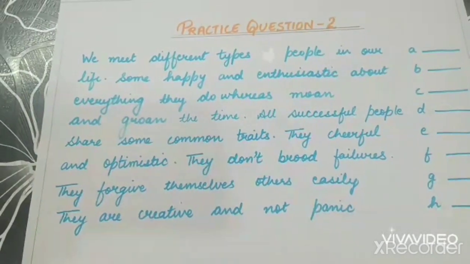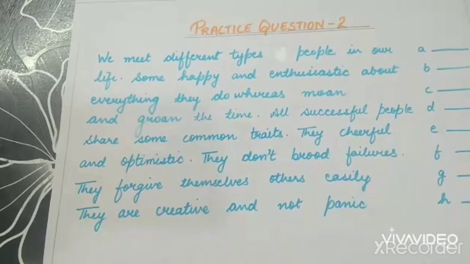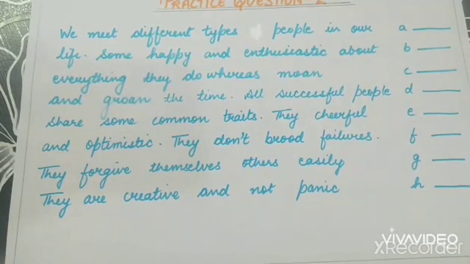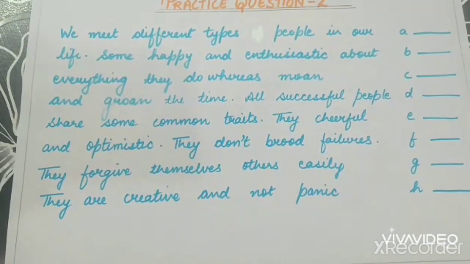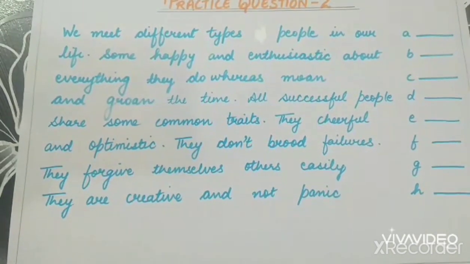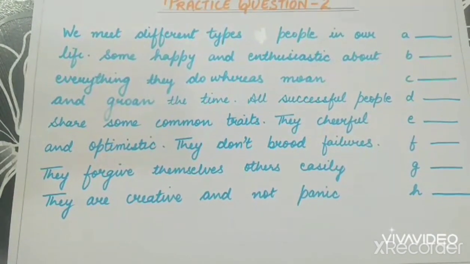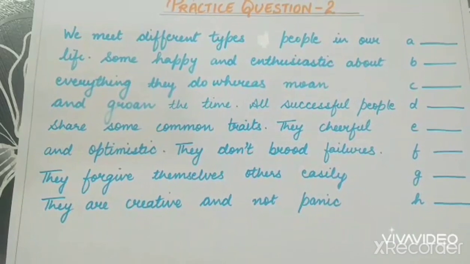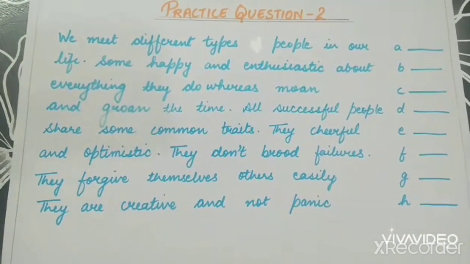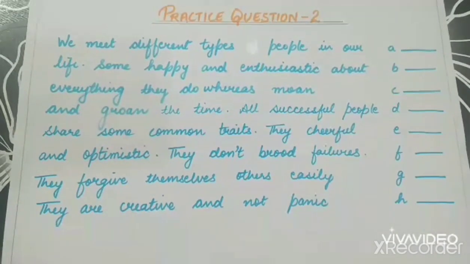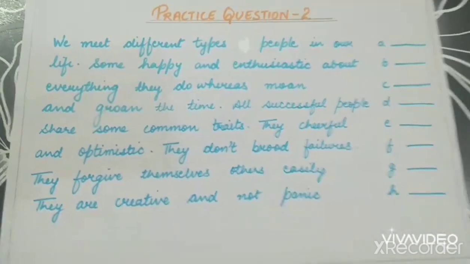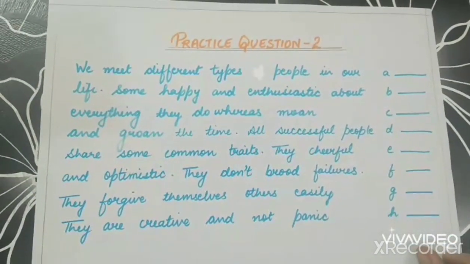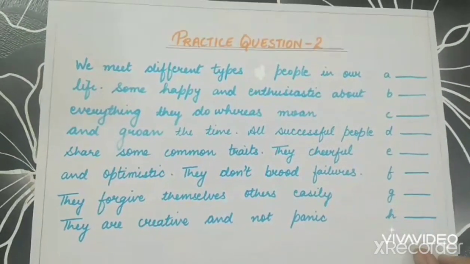We meet different types people in our life, some happy and enthusiastic about everything they do, whereas moan and groan the time. All successful people share some common traits. They cheerful and optimistic. They don't brood failures. They forgive themselves, others easily. They are creative and not panic. Now, let us try to locate the exact place of the missing word, and also provide the exact missing word. We meet different types people in our life.